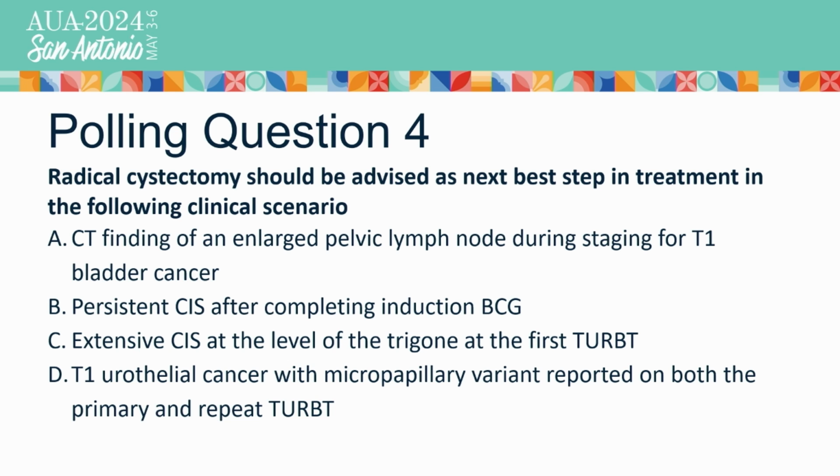Radical cystectomy should be advised as the next best step in the treatment of the following clinical scenario: CT finding of an enlarged pelvic lymph node during staging for T1 bladder cancer, persistent carcinoma in situ after completing induction BCG, extensive carcinoma in situ at the level of the trigone at the first TURBT, or T1 urothelial cancer with micropapillary variant reported on both the primary and the repeat TURBT.